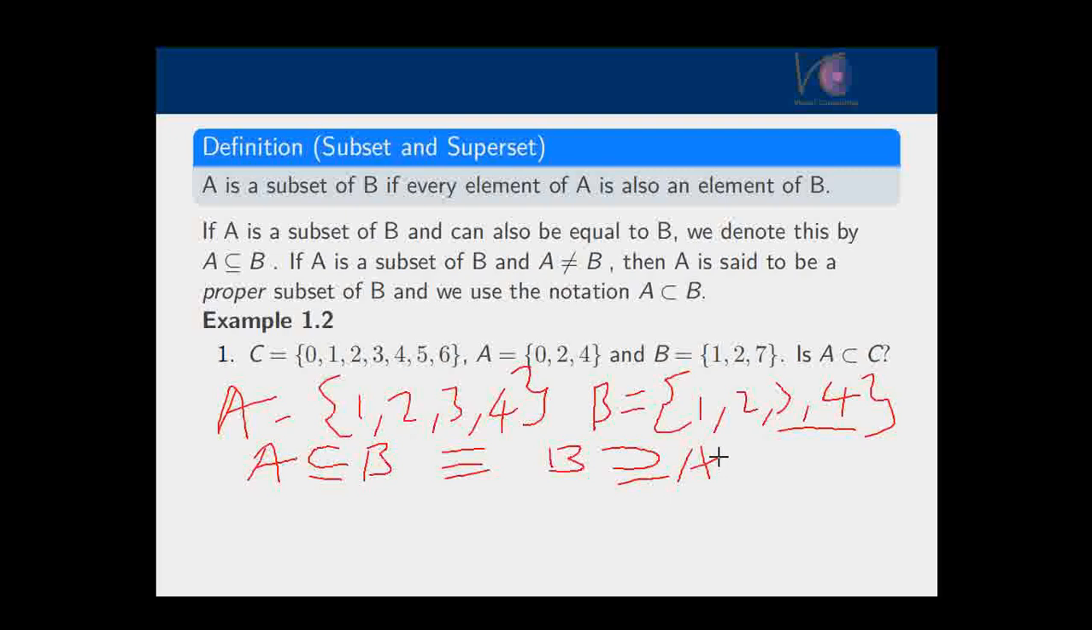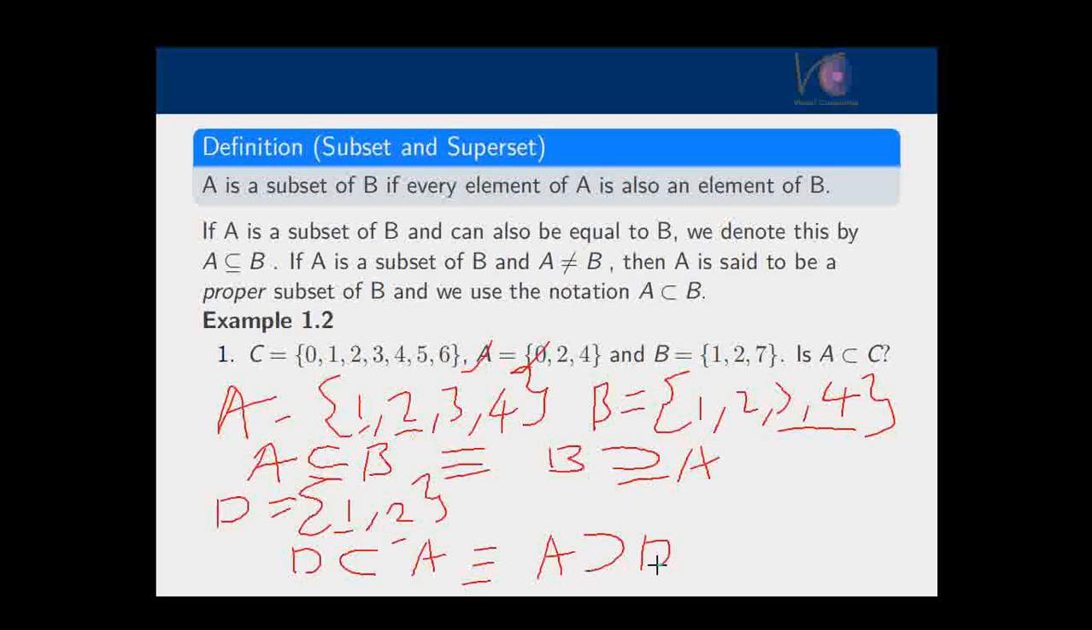Like that. Let's consider another set. We introduce another set D. D is equal to 1 and 2. So now, is D a subset of A? Look at the definition. We are saying all the elements of D should also be elements of A for it to be a subset. So in D we have 1, which is in A. In D we have 2, which is also in A. But A still has these other elements that are not in D. Therefore, you say that D is a proper subset of A. Equivalently, you say that A is a proper superset of D, like that.